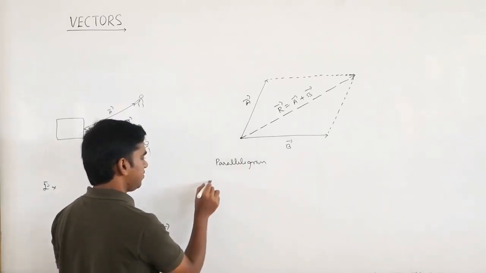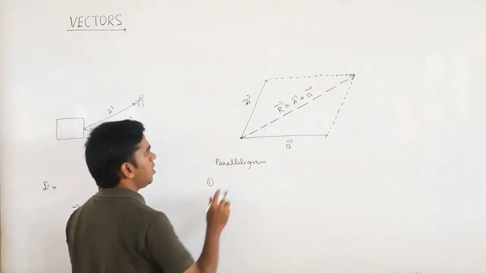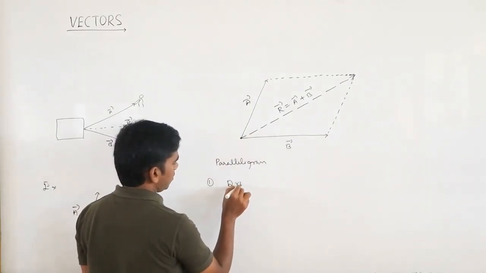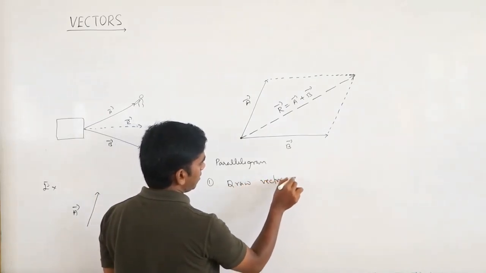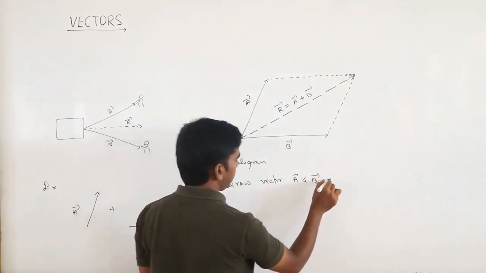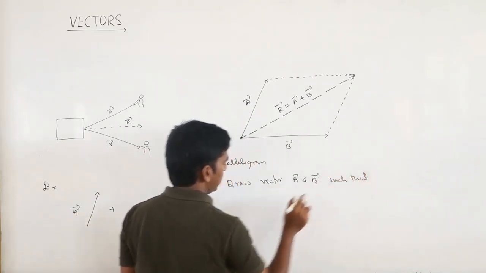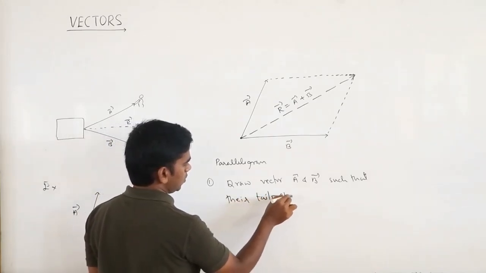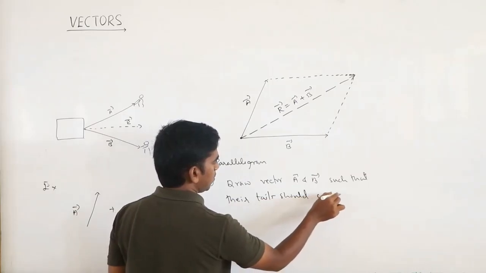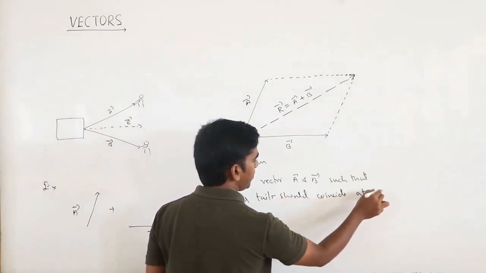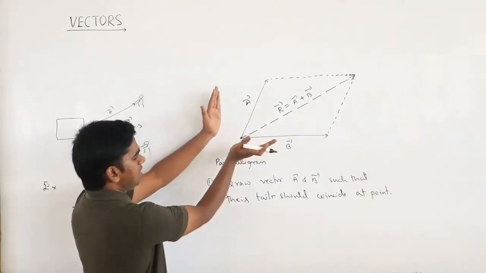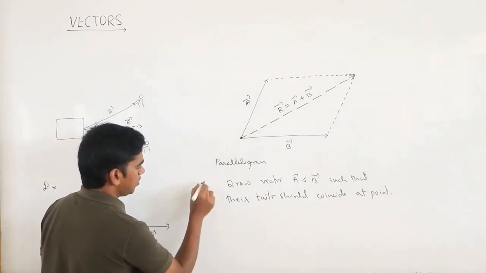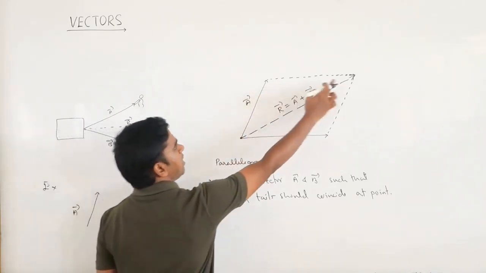So what is the first step? Draw vector A and B such that their tails should coincide at a point. Okay. So you are drawing vector A and B such that their tails coincide at a point. So what is the second step? Now complete the parallelogram. Okay.